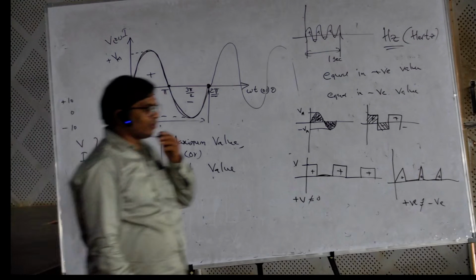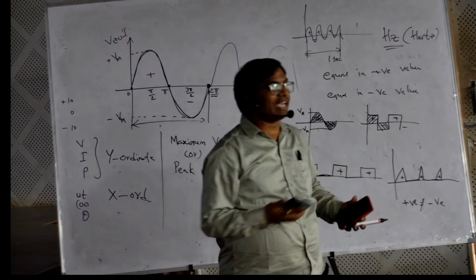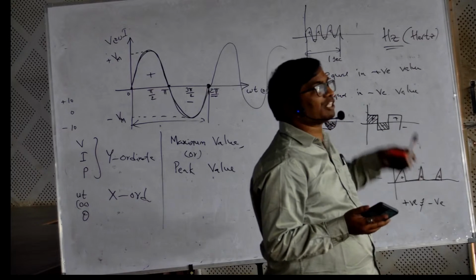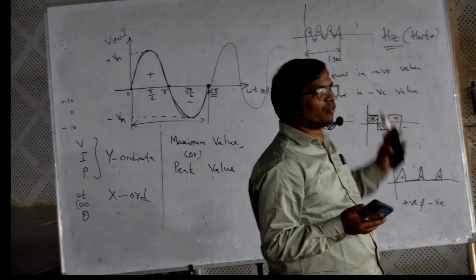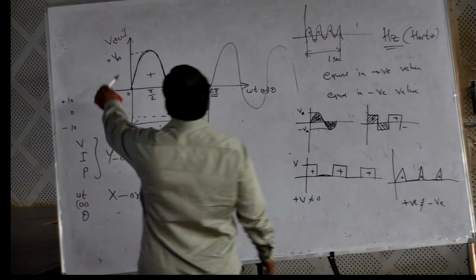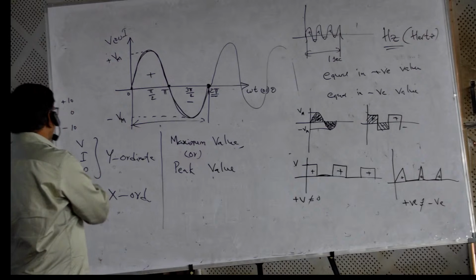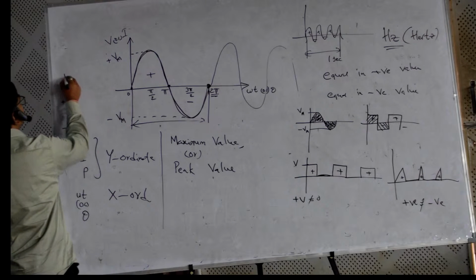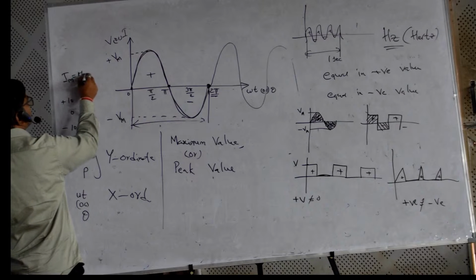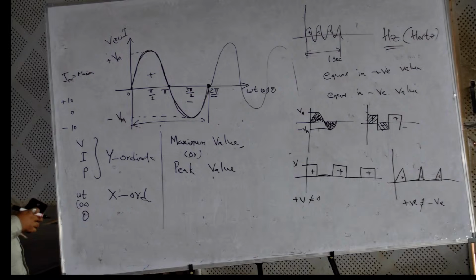What is the meaning of maximum value? The highest value of the waveform. Not only this wave, any wave. The highest value of the waveform is known as maximum value, which is represented as Vm. Vm means voltage maximum. If it is current, how can you represent it? Im. What is the meaning? Maximum current.